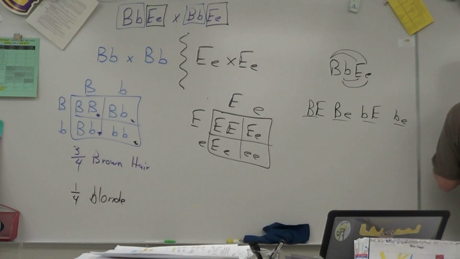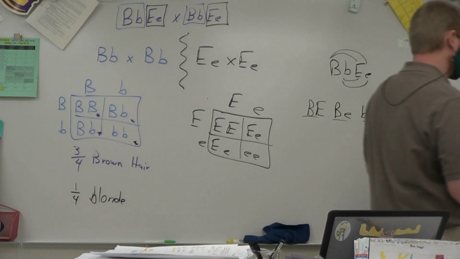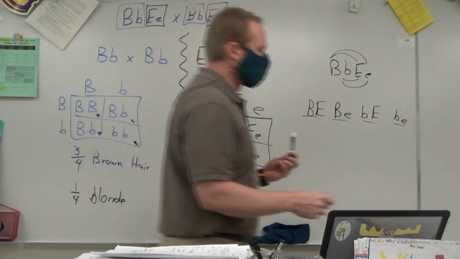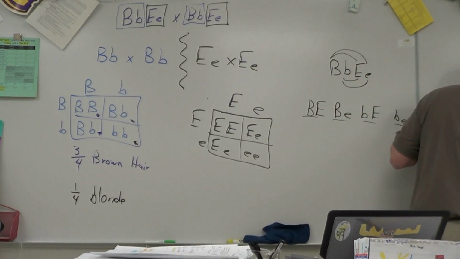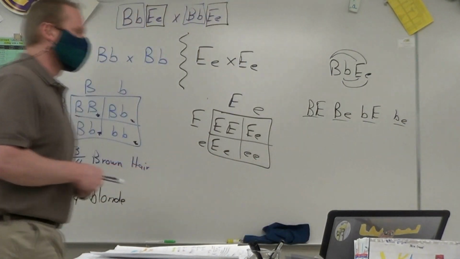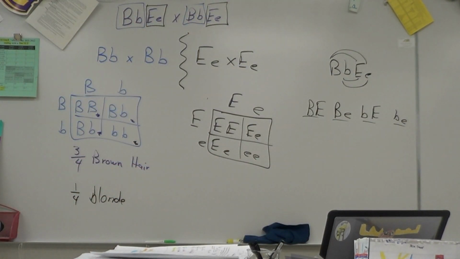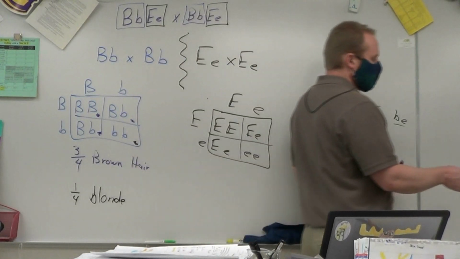brown? 1, 2, 3, 4, 5, 6, 7, 8, 9, 10, 11, 12? I think 12. 12 out of 16 are going to be brown hair. Okay? Now, if we reduce that fraction, 12/16 reduces to 3/4, which, hey, look, that's the same probability that I came up with, right?